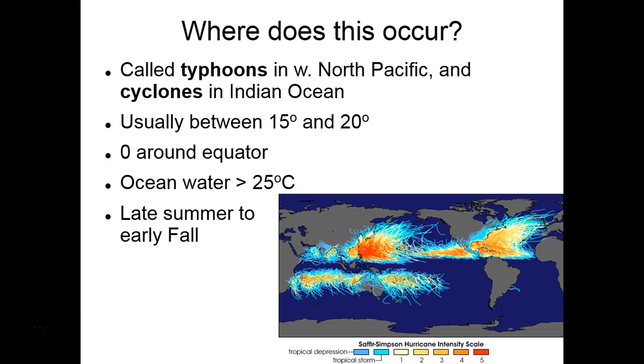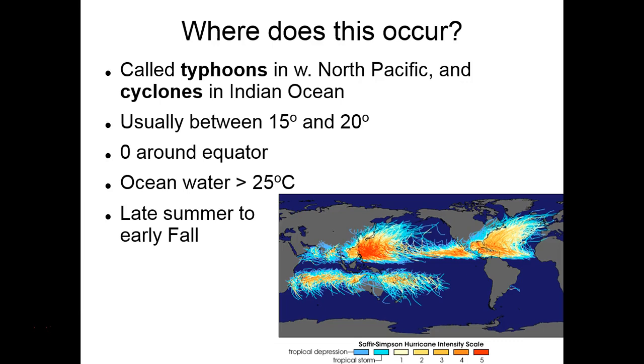Okay, so these occur generally between 15 degrees and 20 degrees. And the reason why it occurs between 15 degrees and 20 degrees north or south latitude is due to the temperature of the water, and also due to Coriolis effect. You can't really have hurricanes without Coriolis effect, and that's why you don't have hurricanes at the equator. You have them just north or south of the equator because you need that rotation, which is caused by Coriolis.